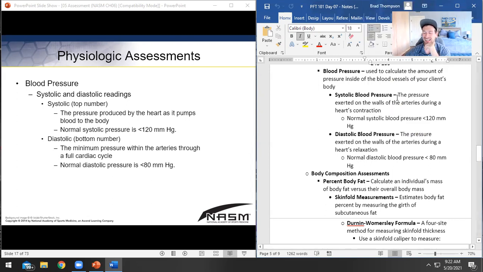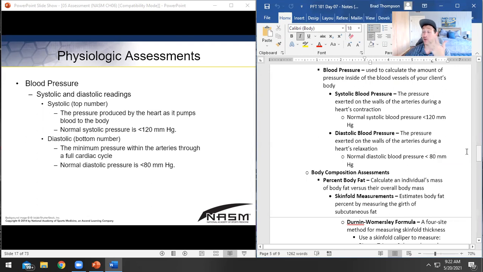All right, let's take a look at blood pressure next. So blood pressure is another physiologic assessment. Physiologic assessments are pretty much all the ones that are based around your cardiorespiratory system. So blood pressure, obviously, is a pretty important number. It determines how well blood is actually able to move around your body. And so it's divided up into two halves. You've got your systolic blood pressure and your diastolic pressure. We talked about this the other day when we were talking about the cardiovascular system.